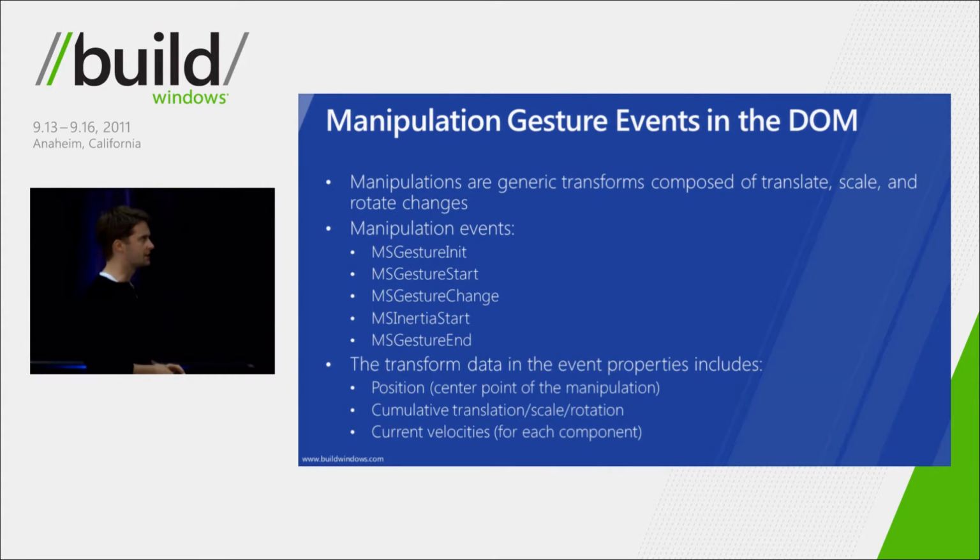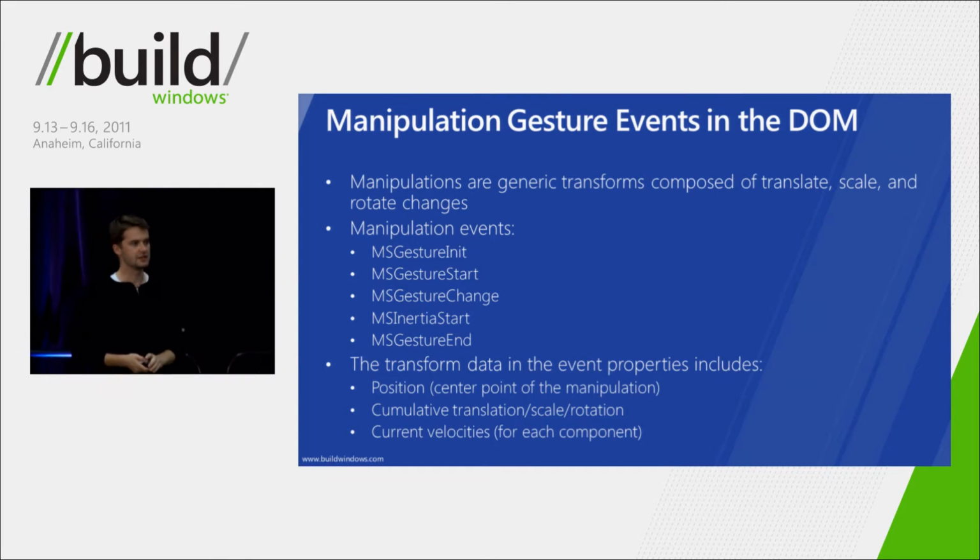So what are manipulations? Manipulations are any combination of moving things, resizing them, rotating them. For those of you who really like linear algebra, you can think of it as an affine 2D transform. There's a series of manipulation events as well.